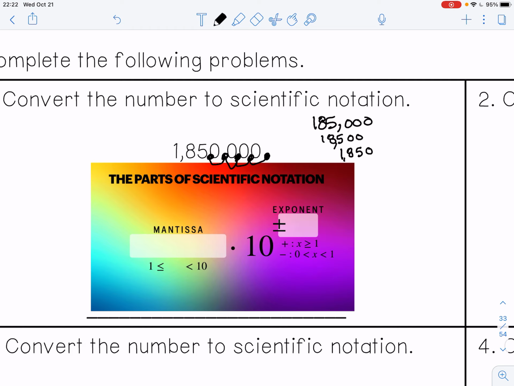So now I move it one more time, and I've got the number 185. We're definitely getting closer now. Let's move it one more time and see what happens. So now it's between the 8 and the 5. That gives us the number 18.5. So we're getting very, very close, but we're still not there yet.